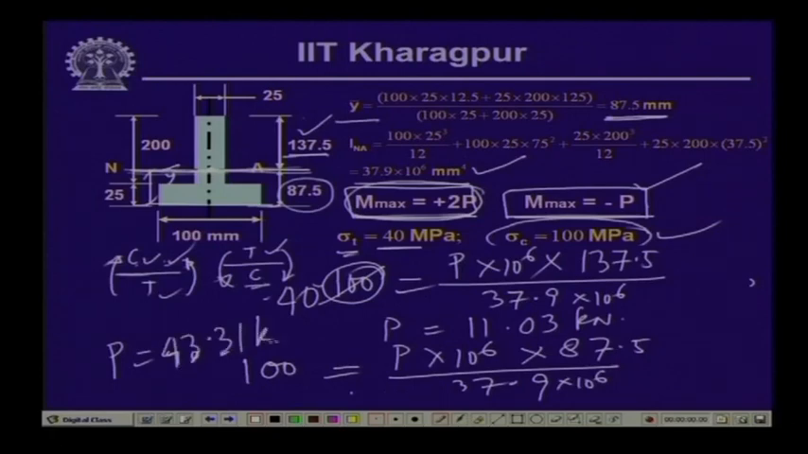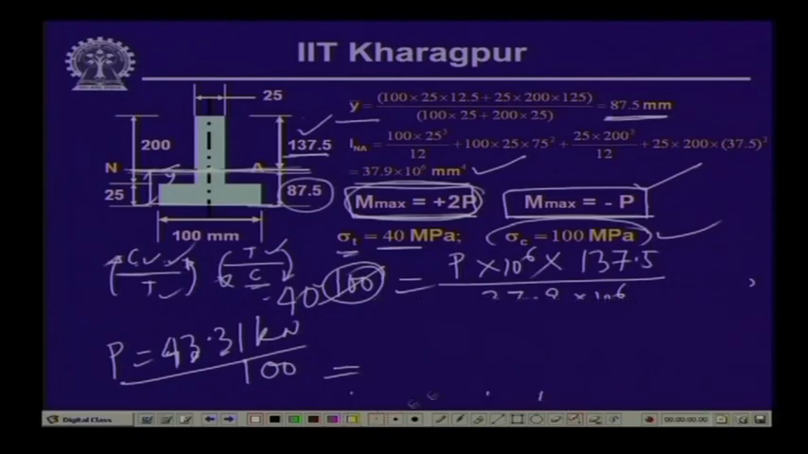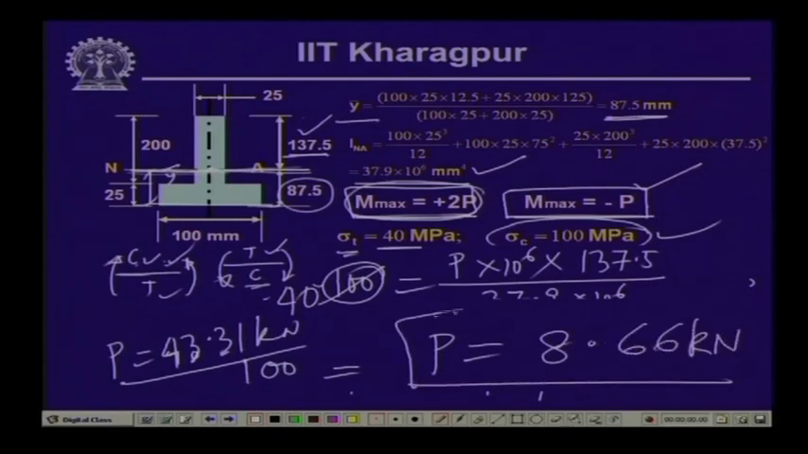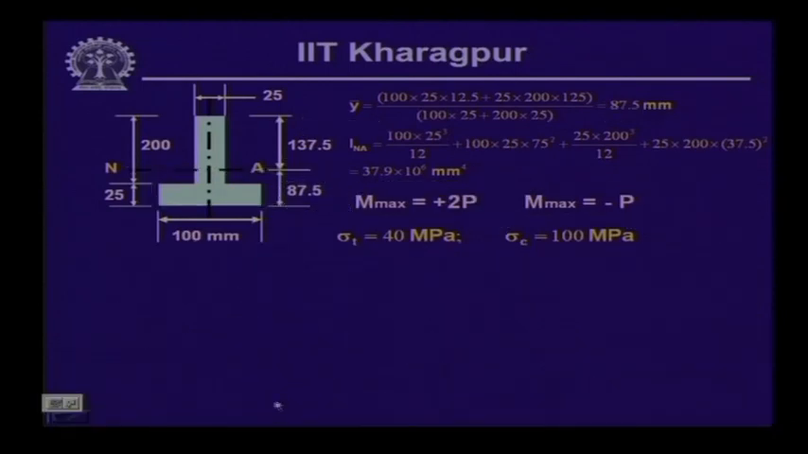Now, we have 4 values of P, out of which the minimum one will be governing, and the minimum value of P which we get from these stress considerations is P equal to 8.66 kilonewton. So, this is the value of P which can be applied so that the stresses will be within the limit for this particular cross section.